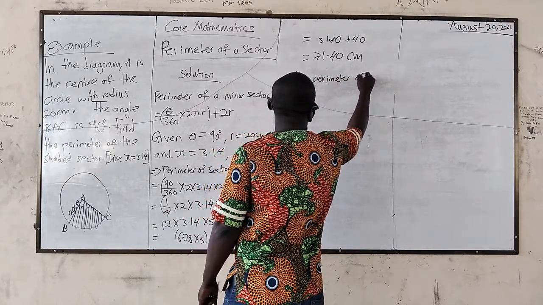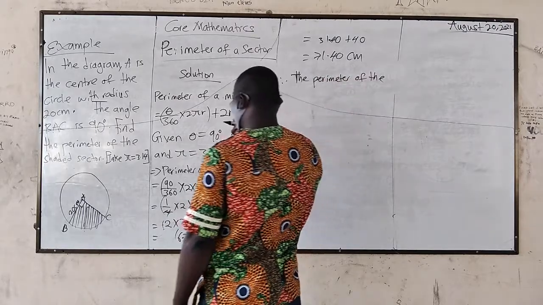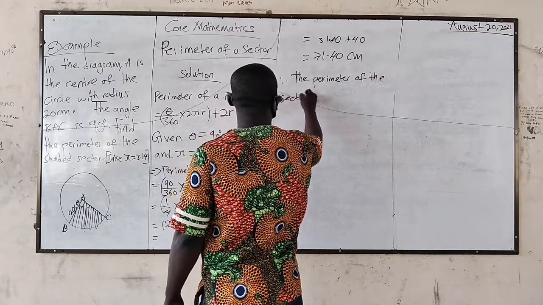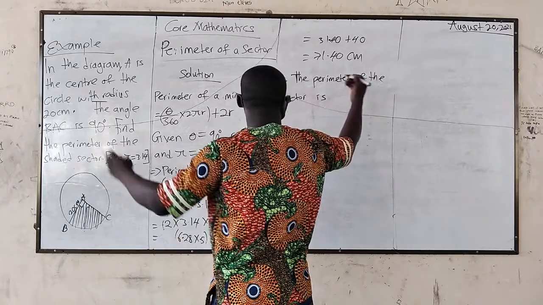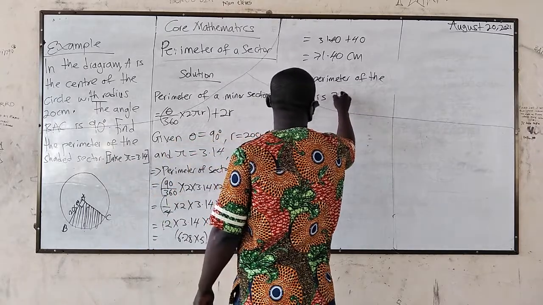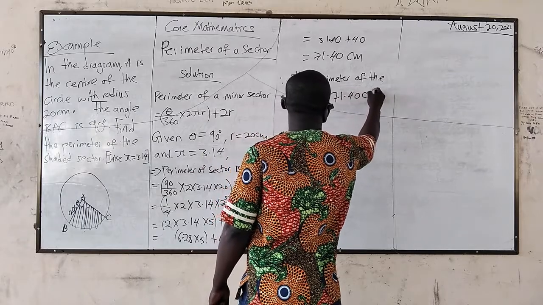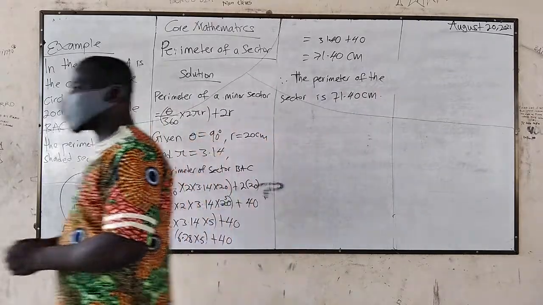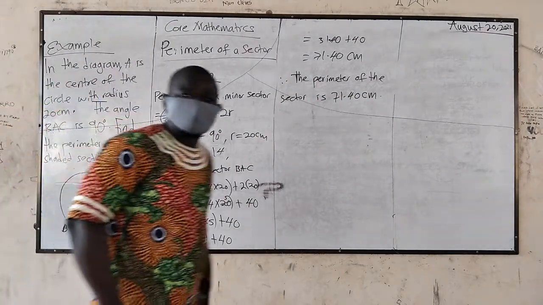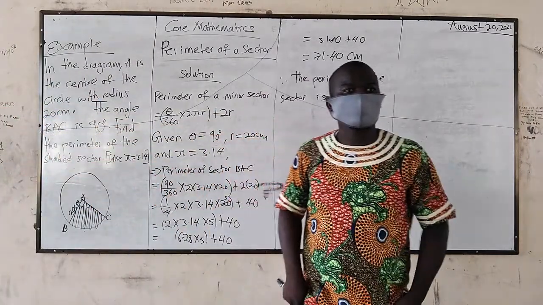So therefore, the perimeter of the sector is 71.40 centimeters. And that is how this question is solved. Any question about that, please, before I proceed?